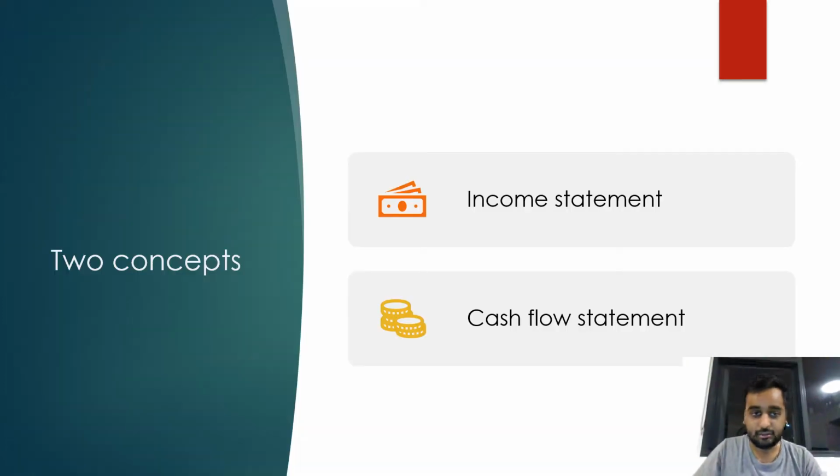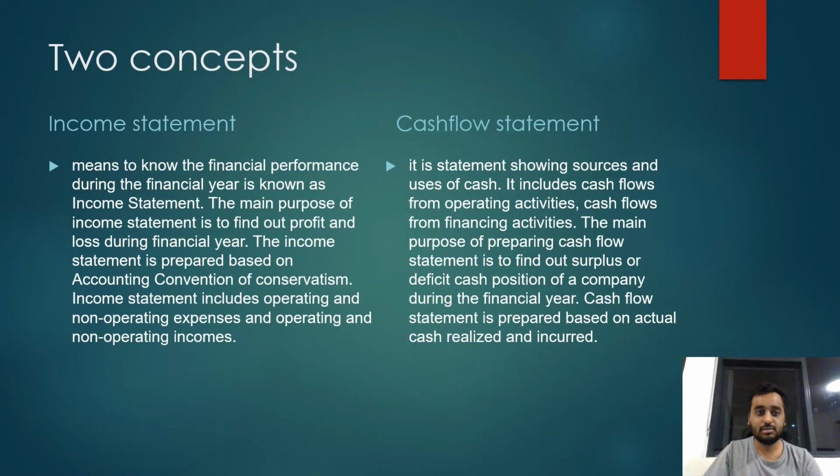As we go to the next slide, there are two concepts: the income statement and the cash flow statement. Income statement means knowing the financial performance during the financial year. The main purpose of the income statement is to find out profit and loss during the financial year. It is prepared based on the accounting convention of conservatism, and the income statement includes operating and non-operating expenses and operating and non-operating incomes.